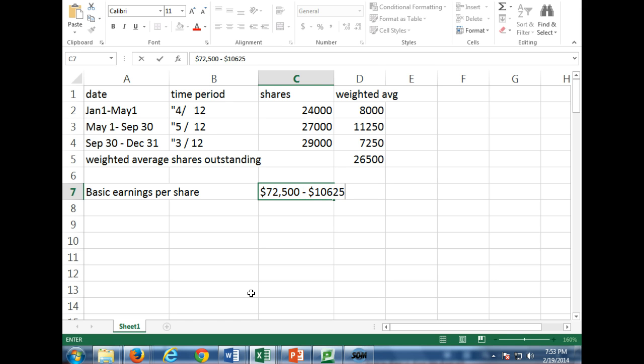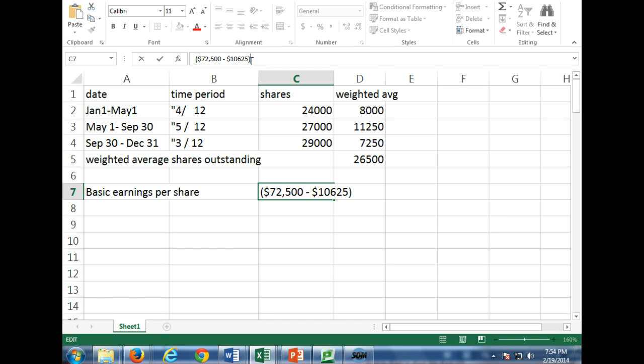10,625. Guys, you're always going to need to subtract those preferred dividends because common stock doesn't get them, do they? If they're going to issue dividends, they've got to pay the preferred first. Don't forget that, okay? Make sense?